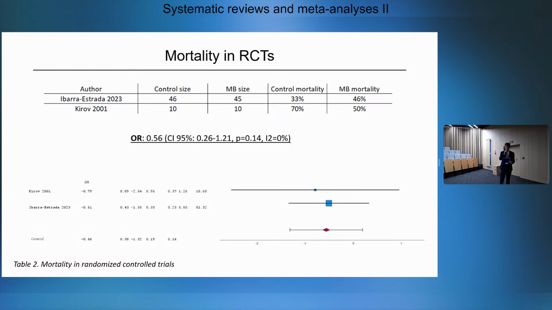Our main outcome was mortality, and the general odds ratio was 0.56 and the p-value was 0.14 for mortality in randomized controlled trials. And as we can see, in the population with methylene blue, mortality was lower than in placebo, but the difference isn't statistically significant.